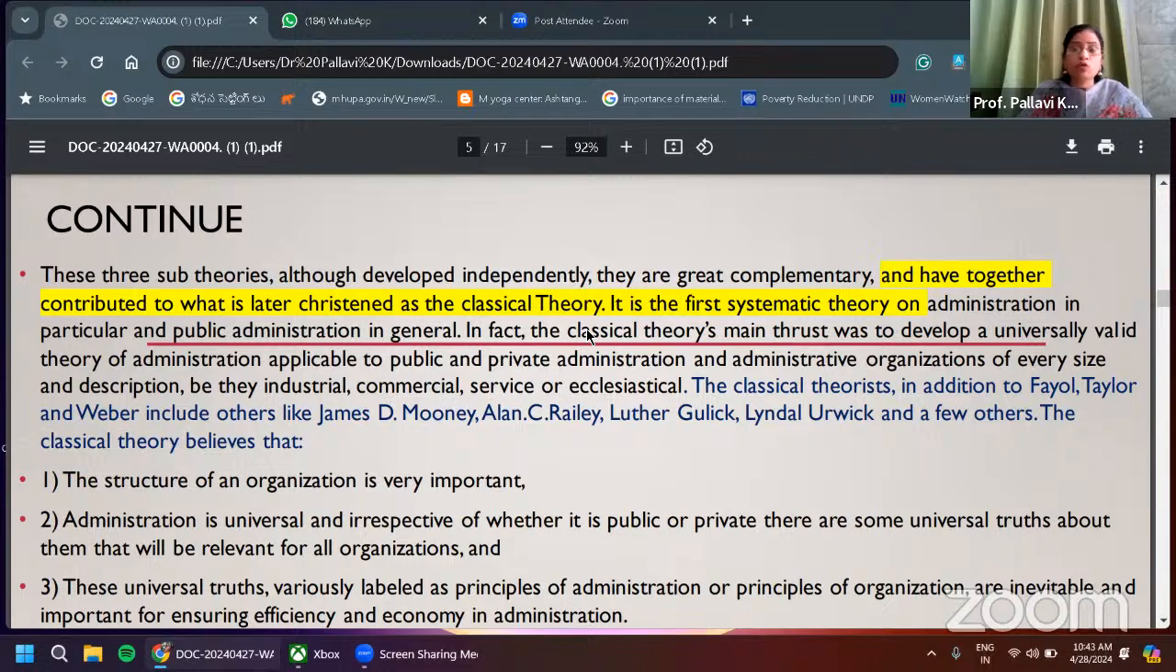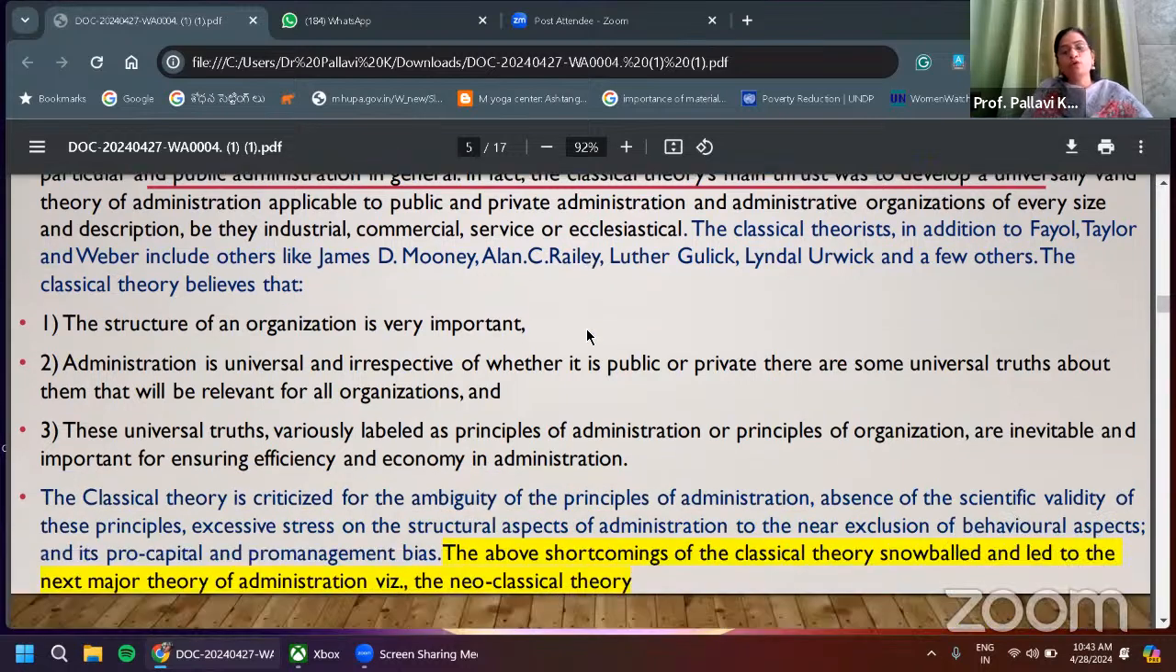Now, you cannot say that these principles can be practiced only in government organizations, or only in private administrations. That was the main concept of the classical approach, which said that there should be universally valid theories applicable to all kinds of administration. And the important point you have to remember is that the important classical theorists are Fayol, Taylor, and Weber. And others are Luther Gulick, Lyndall Urwick, and others.